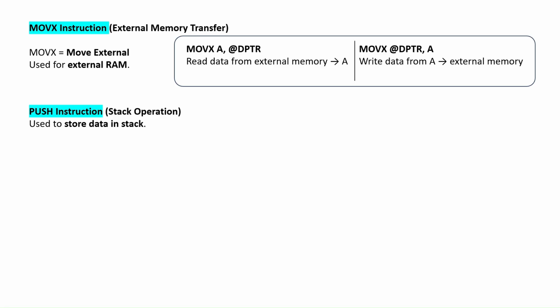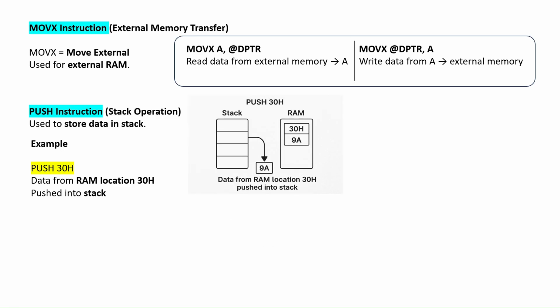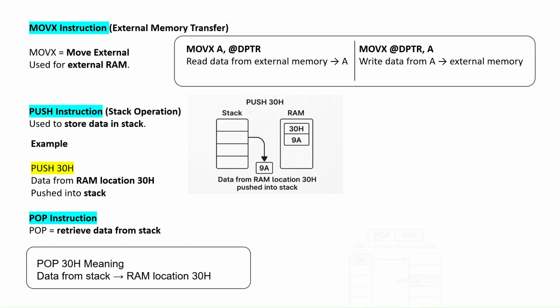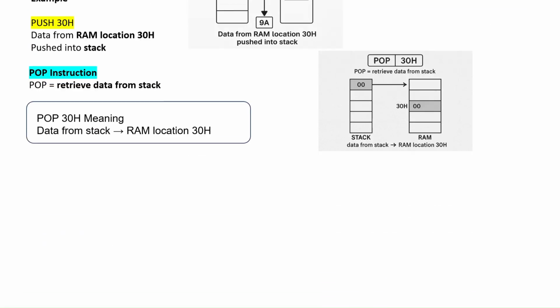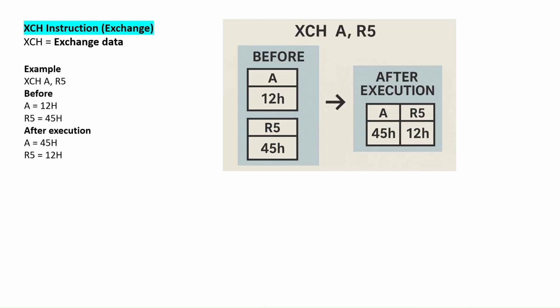Stack operations, push and pop. The 8051 also supports stack operations. Push instruction stores data into the stack. Example: push 30H. Pop instruction retrieves data from the stack. Example: pop 30H. Exchange instructions. The XCH instruction is used to exchange values. Example: XCH A, R5. This swaps the value of accumulator A and register R5.